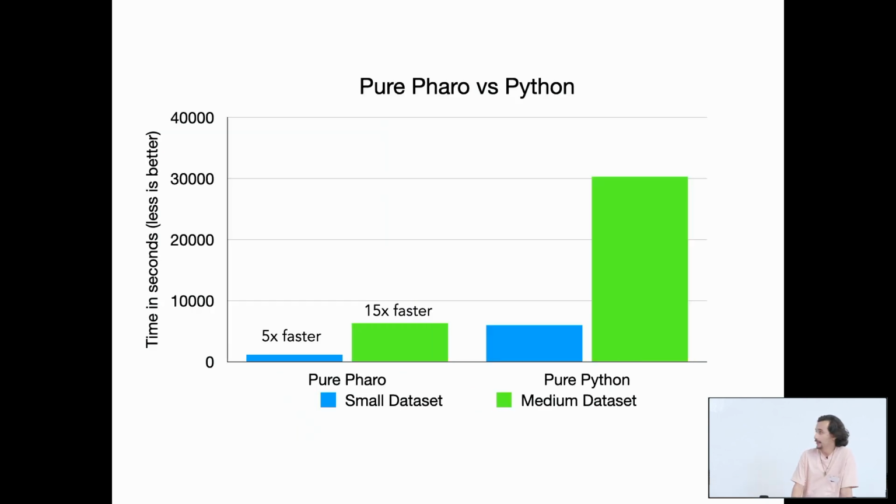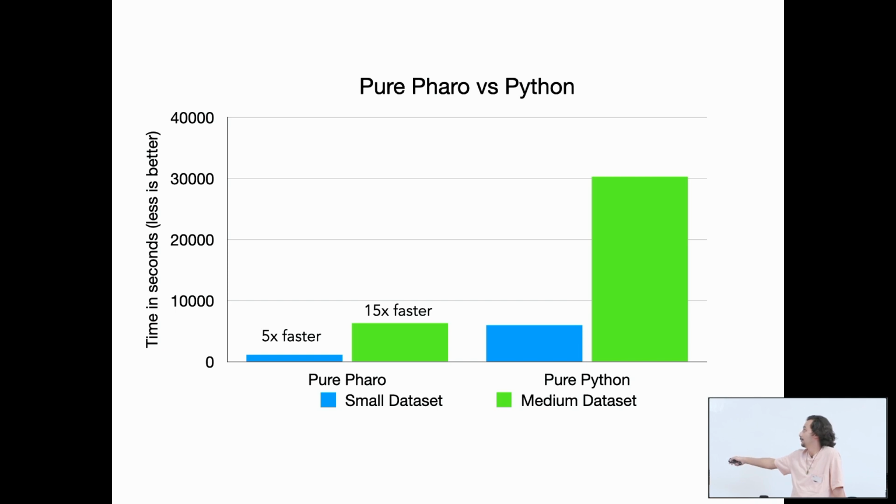Also, we did a comparison between pure Pharo versus pure Python. We rewrote exactly the same algorithm in Python and in Pharo with the same test. We really tried to make the one in Pharo and the one in Python as identical as possible. And we see that actually Pharo is 5 to 15 times faster than pure Python. And we have some hypotheses for that. First is that Pharo has the JIT compiler, just-in-time compiler. Pure Python doesn't have that.